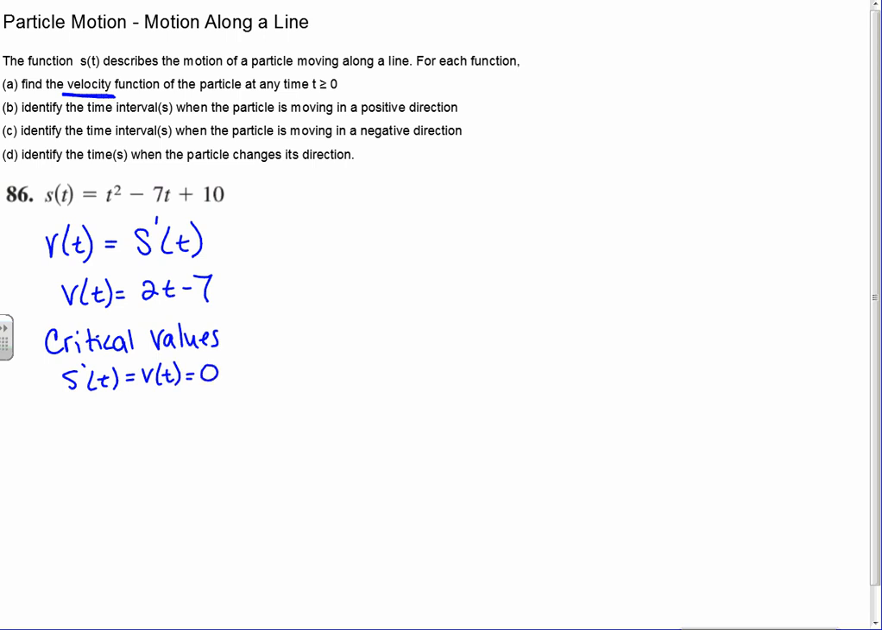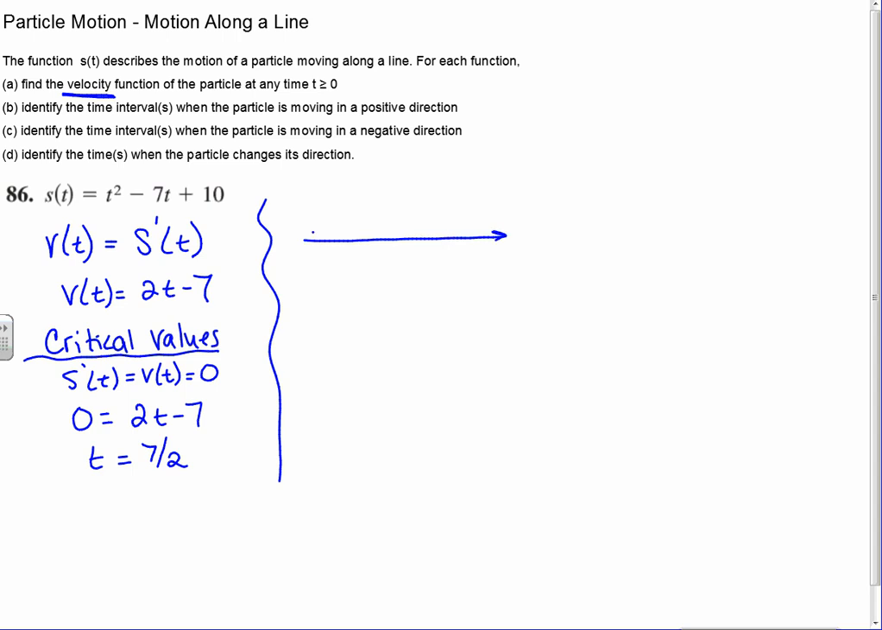When is the particle stopped? When doesn't it have any velocity, right? So I have 0 equals 2t minus 7. I get a critical value of t equals, add the 7, divide by the 2, and I got 7/2. So what's neat about this is we can use that first derivative sign chart to help us decide when the particle is moving in a positive direction and a negative direction.